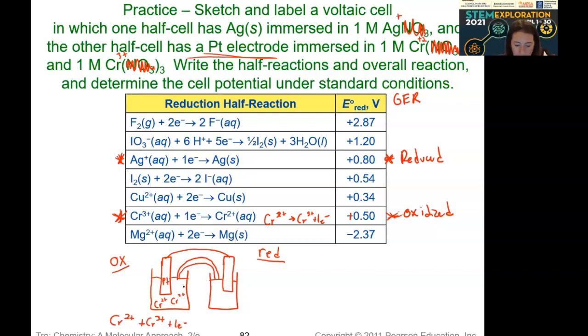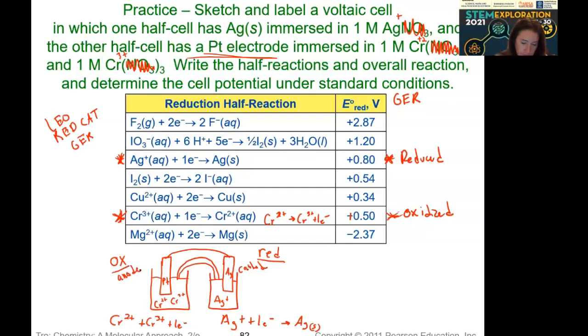Our reduction reaction is Ag plus 1 electron goes to Ag solid. So our electrode is Ag. The ion is Ag plus. Now remember, Leo the red cat goes grr. Reduction at the cathode, right? So this is our cathode. This is our anode.